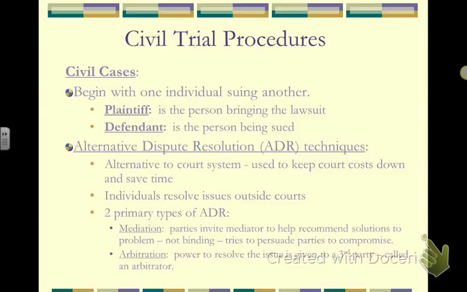So before a case goes to trial, they try to use what we call alternative dispute resolution techniques. These are to try to decide the case before it goes to trial. The two primary types of ADR are mediation and arbitration. The distinction is that in mediation, we bring in a third party who recommends solutions. So circle that, recommends solutions. They try to persuade the sides to come to a decision that's mutually acceptable.